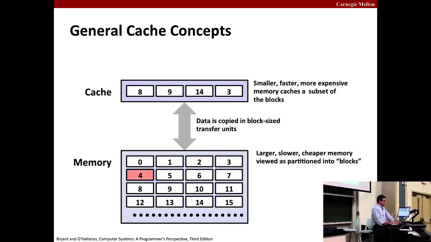Now, suppose the CPU asks for data that's contained in block 4. So it looks to see if the data is in the cache. It's not. So the cache asks the memory to give it block 4. So that block is copied from memory into the cache, overwriting one of the existing blocks, in this case, block 8. It'll overwrite block 8. So now block 4 is in our cache.